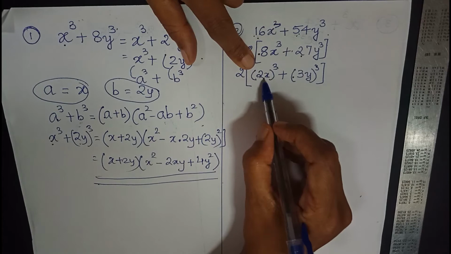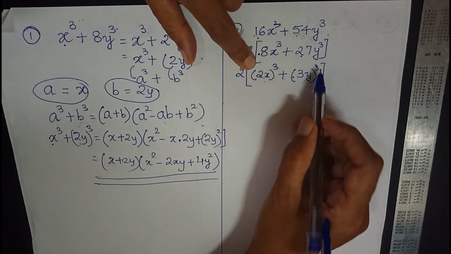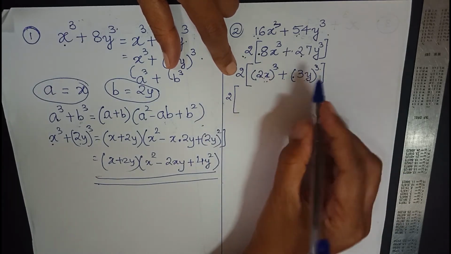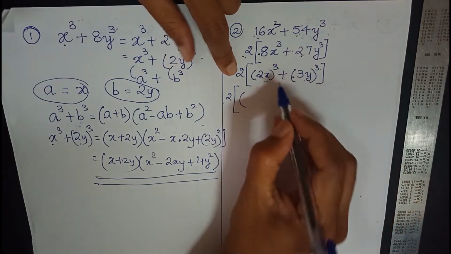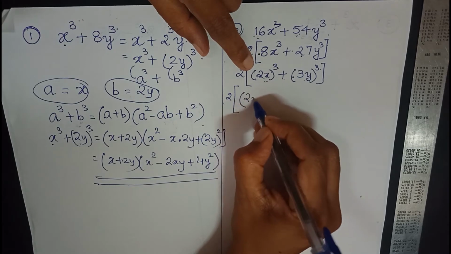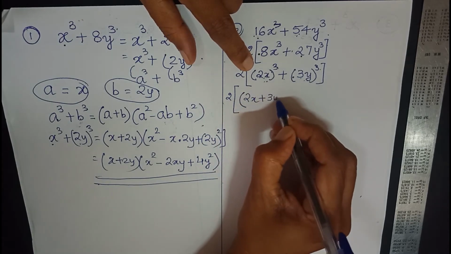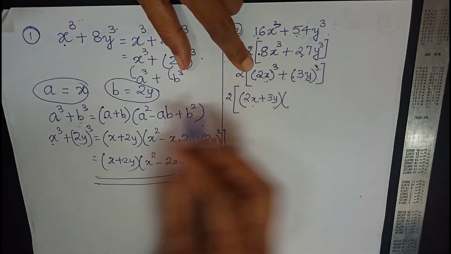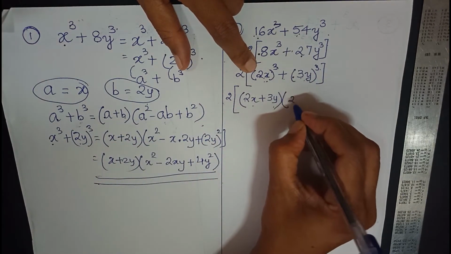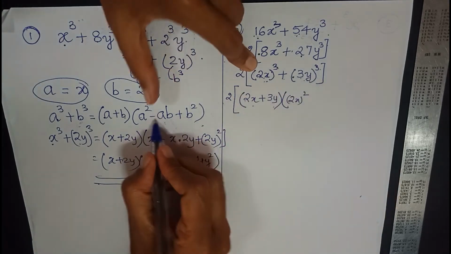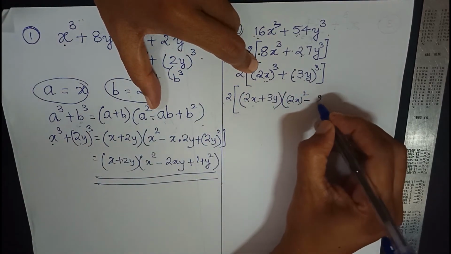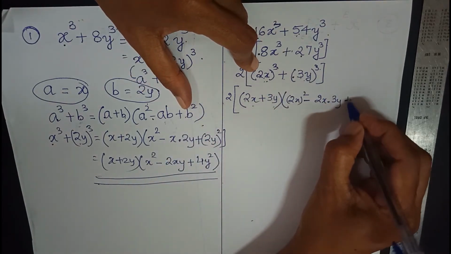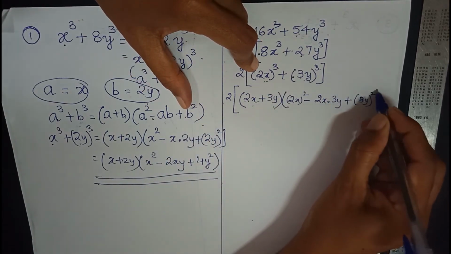So I got again in the form a cube plus b cube. So again we will use the same formula now. What is the formula? A cube plus b cube. First bracket is a plus b. So now in this case a is 2x and b is 3y. So we got the first bracket a plus b. Next bracket a square, that is 2x whole raised to 2, minus ab, that is 2x into 3y, plus b square, that is plus 3y raised to 2.